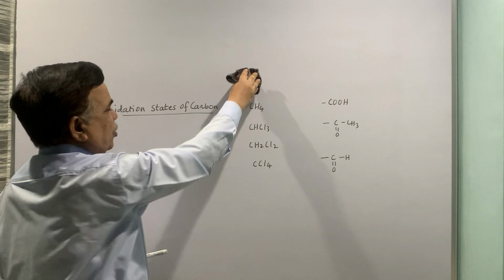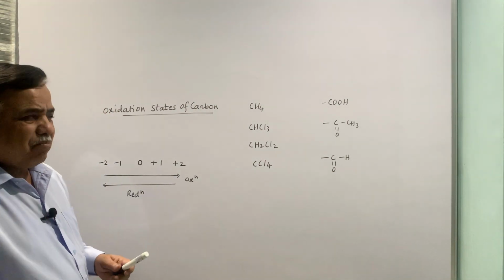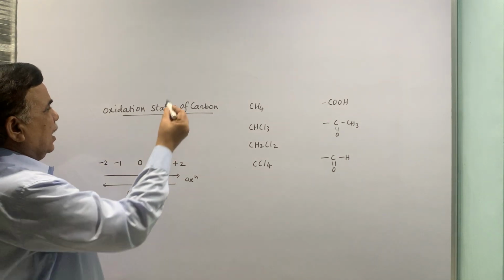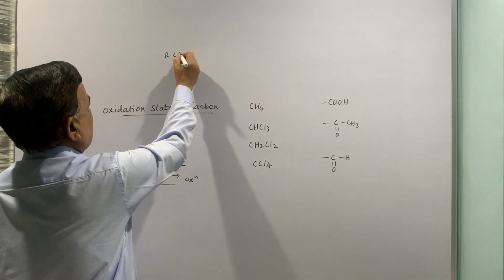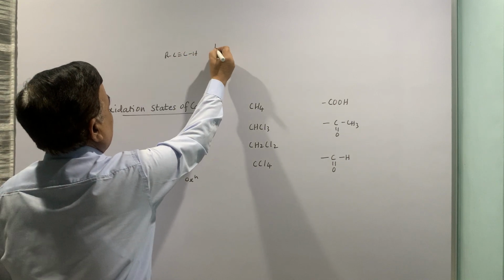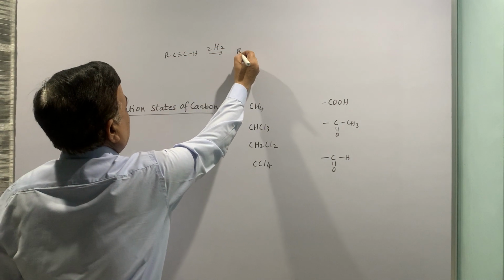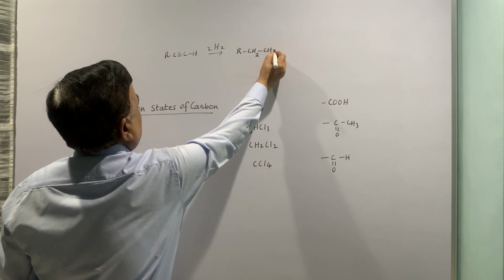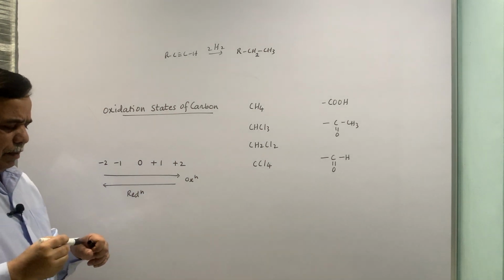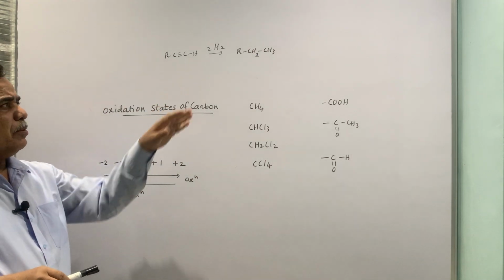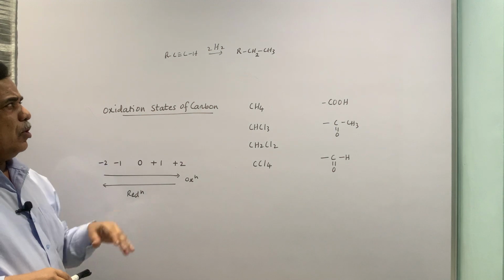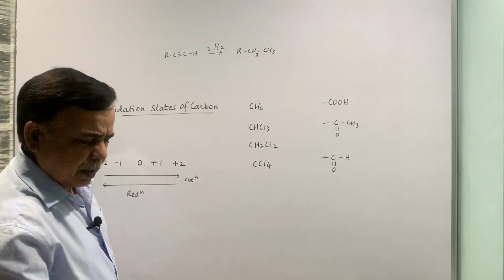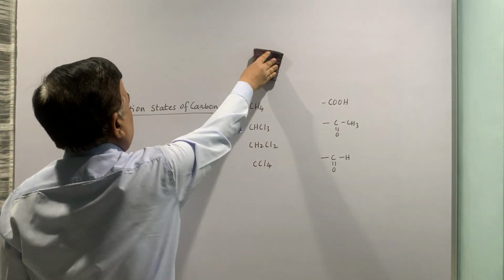Now regarding reduction, reduction is addition of hydrogen. If you are starting with alkyne, adding hydrogen, say 2 moles of hydrogen are added, and now you can see that this is the reduction, wherein triple bond is becoming single bond. This is addition of hydrogen, and so on.